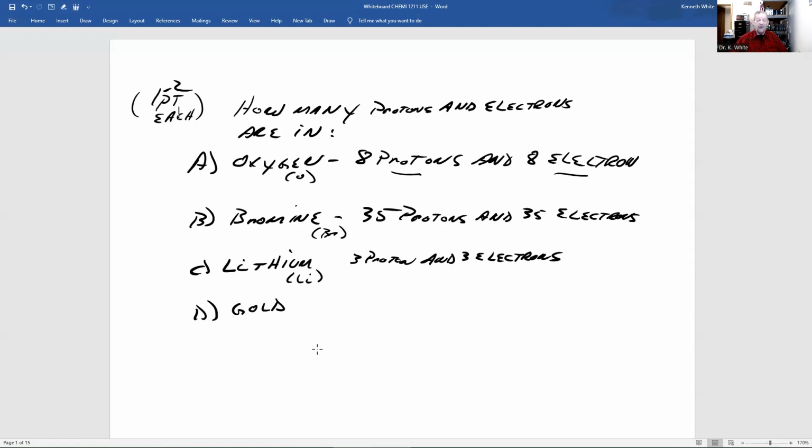And let's do one more because these are fun. Gold. Hopefully by now you've learned it. If not, you should. The chemical symbol for gold is Au. Let me write that larger. Au. And I'll give you a chance to have some more fun. How many protons and electrons are in gold? Your turn.